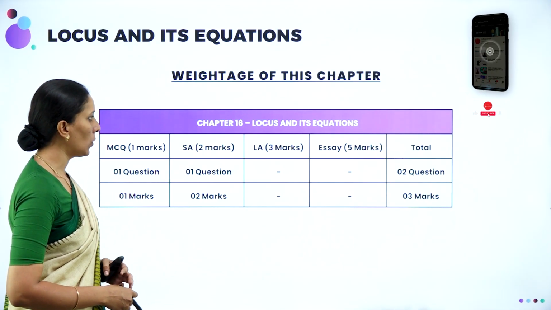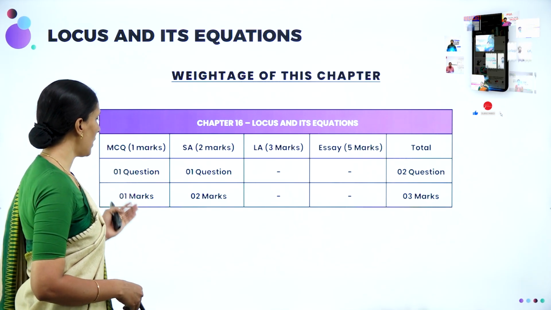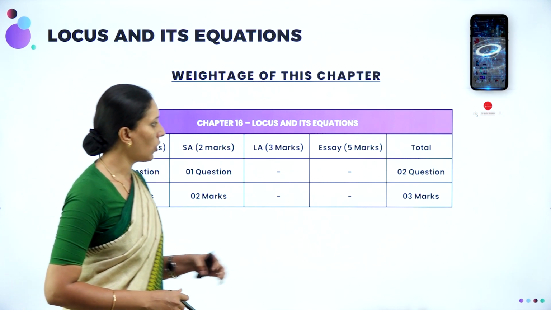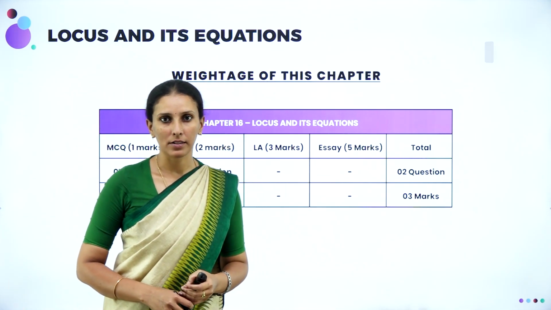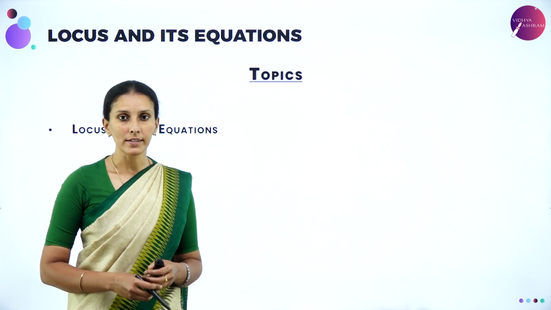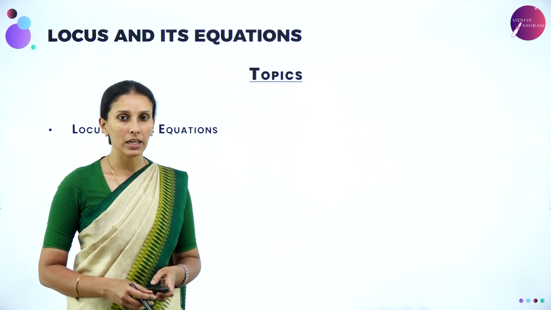From the chapter Locus and its equation, you will get one multiple choice question and one short answer question for 2 marks. So overall, 2 questions for 3 marks. The topics for today's discussion: we will be studying what we mean by locus and how to represent the locus in equation form.